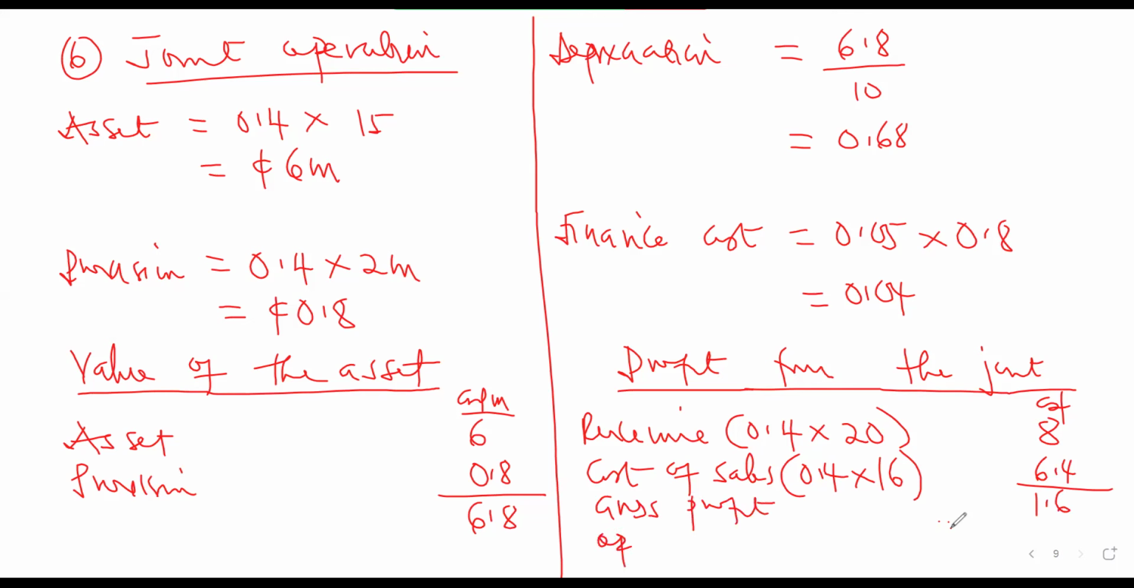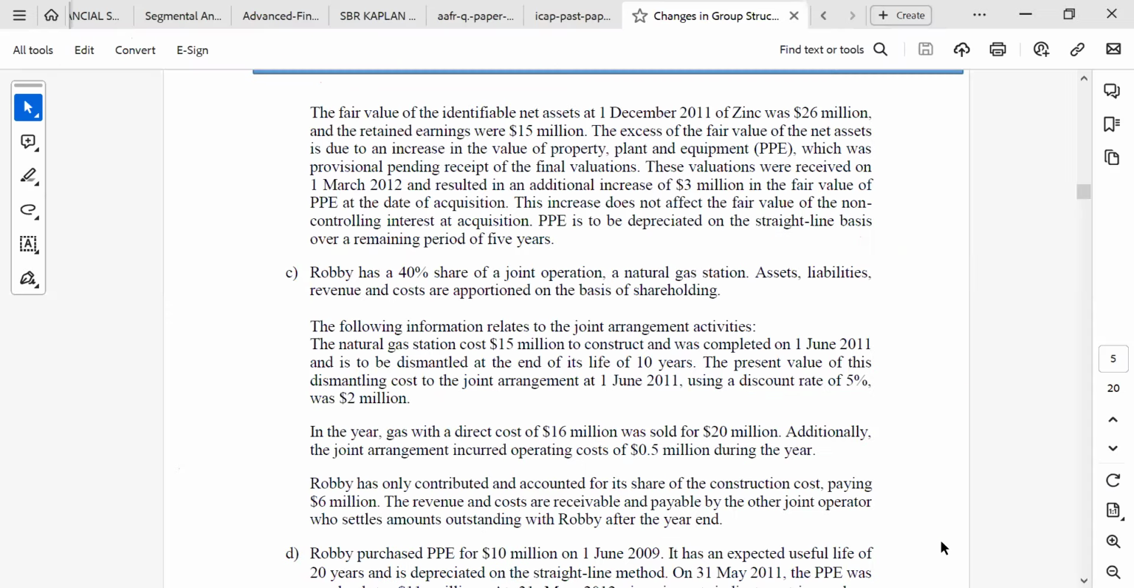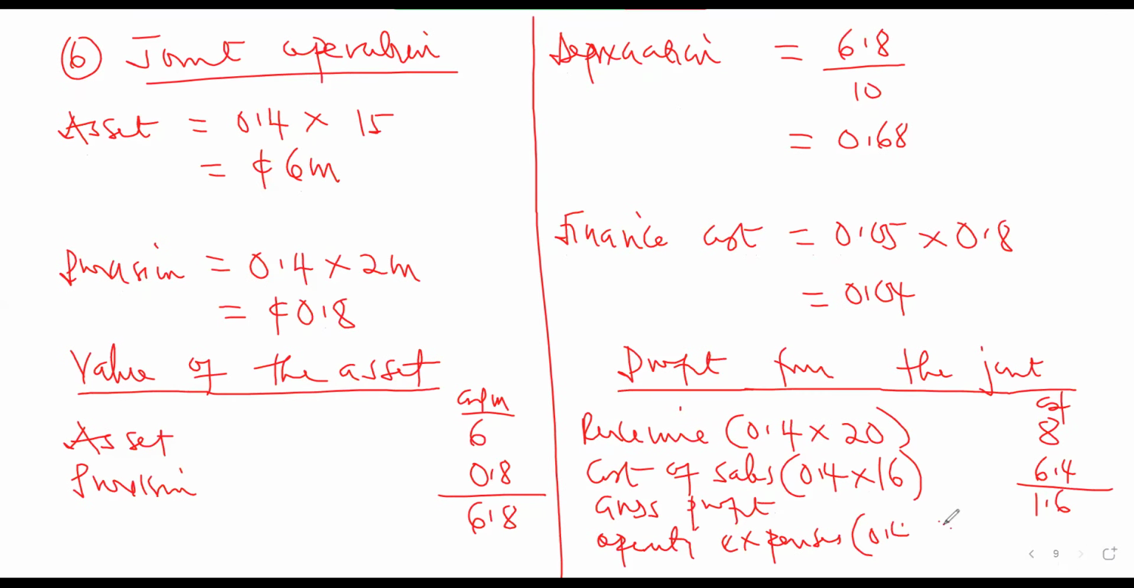Then we count to operating expenses. You can see that we have the operating expenses there. So these particular people incurred an operating expense of 0.5. So we also have the share of the operating expenses, 0.4 multiplied by 0.5. What are we having?